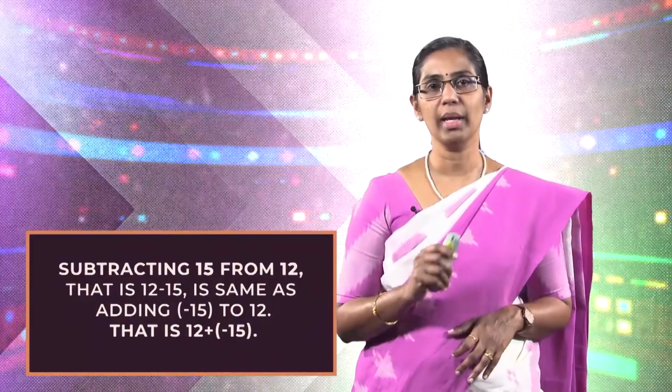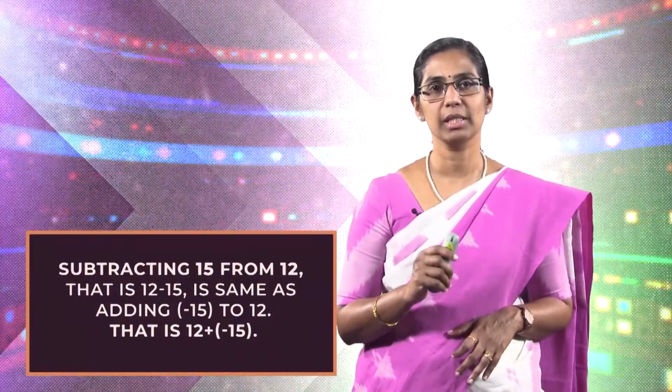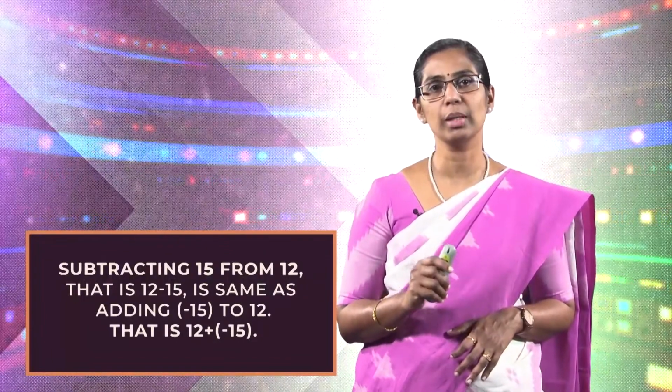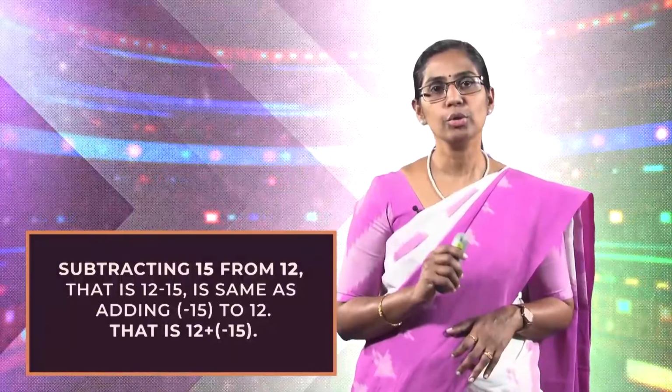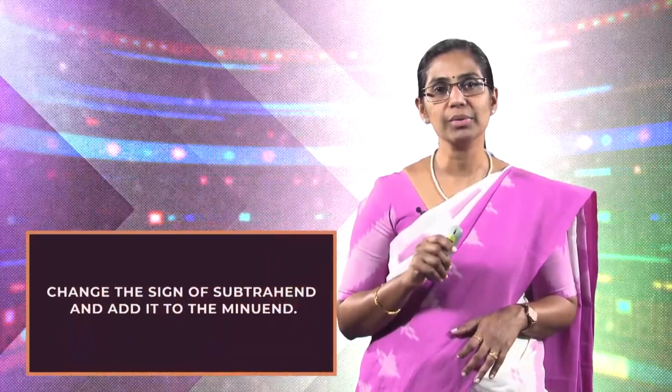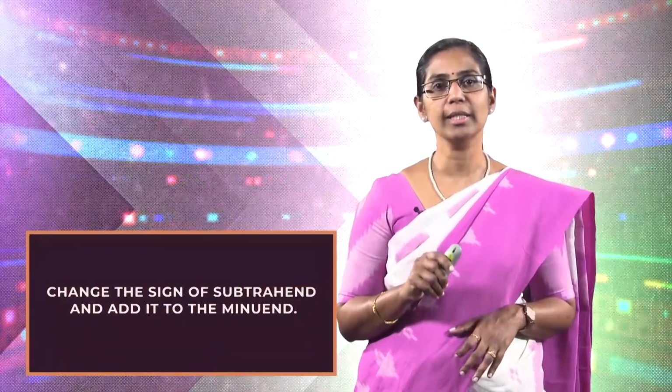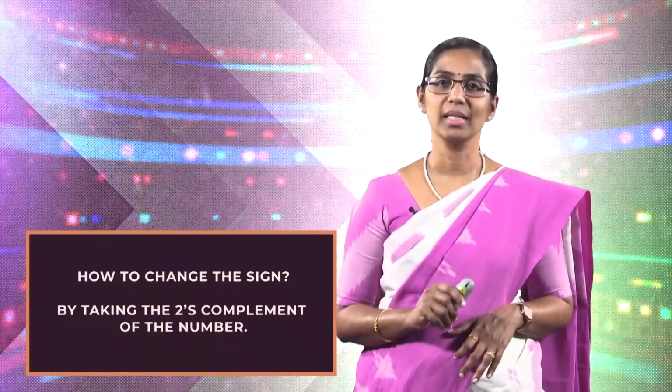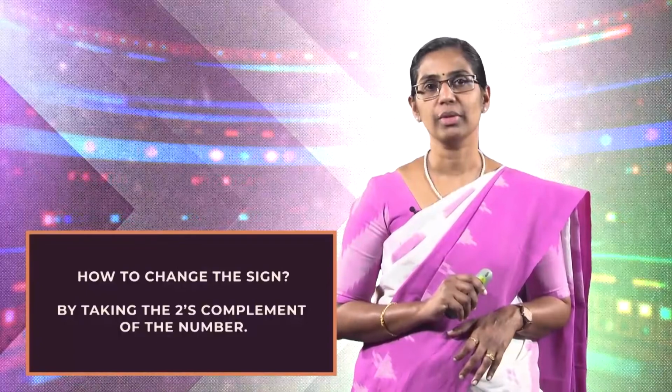Subtraction can be done by using addition. For example, subtracting 15 from 12, that is 12 minus 15, which is equal to 12 plus minus 15. So, to subtract a number, what do we do? Change the sign of the subtrahend and add it to the minuend. How to change the sign? By taking the 2's complement of the number.